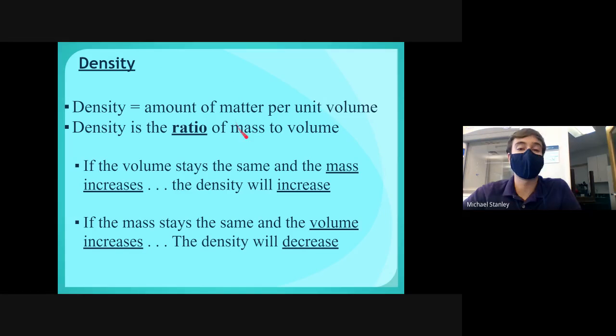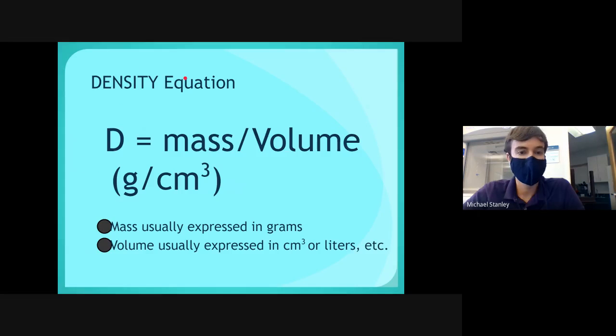So density is all about comparing mass and volume, and we can actually calculate the density of different objects. Every single solid, liquid, or gas object on Earth has a specific density. If you know a little bit of information about that object, then the density is pretty easy to calculate. Our density equation: D, density, is equal to mass divided by volume. So if you know how heavy something is, and you know how much space it takes up, you can calculate its density.